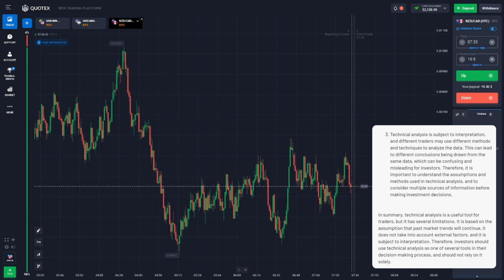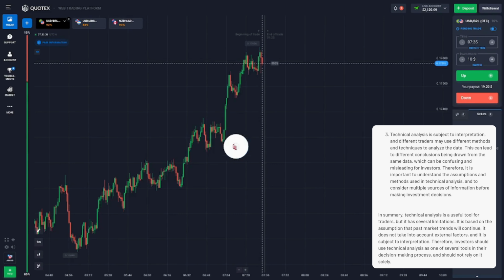3. Technical analysis is subject to interpretation, and different traders may use different methods and techniques to analyze the data. This can lead to different conclusions being drawn from the same data, which can be confusing and misleading for investors. Therefore, it is important to understand the assumptions and methods used in technical analysis and to consider multiple sources of information before making investment decisions.